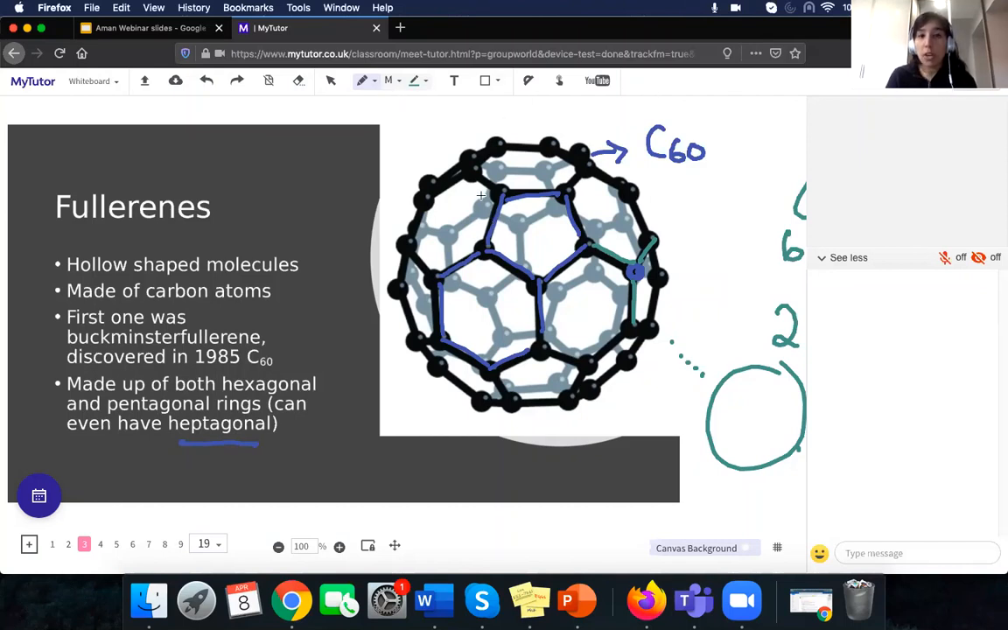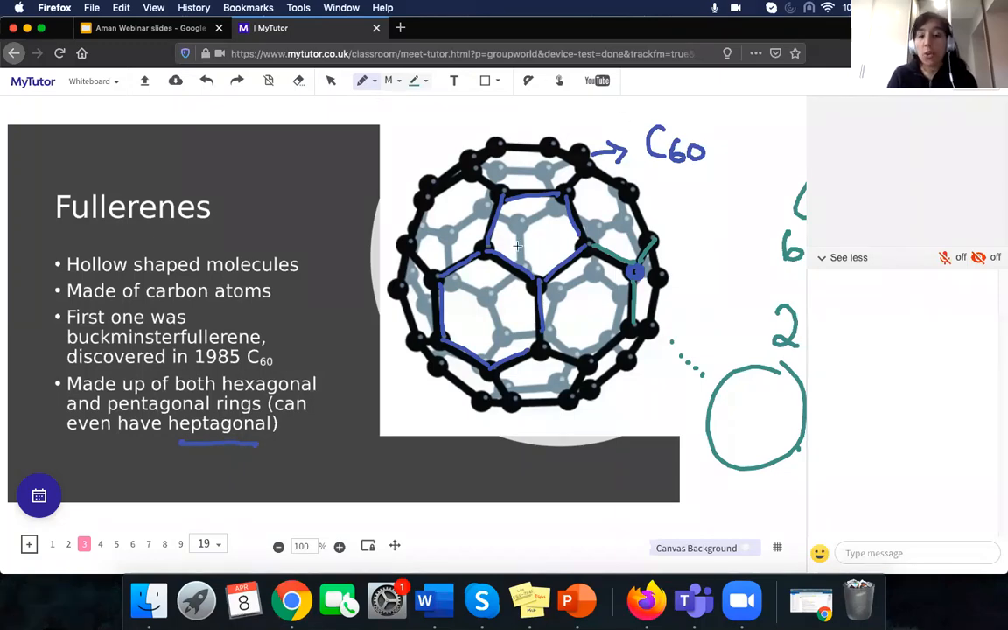Someone's asking, are we going to do metallic bonding today? We are. That's one of the last things we're going to cover today. Are there layers in fullerenes? No, there are no layers in fullerenes. Fullerenes are just one almost football type structure, but there can be lots of footballs together, and that's why they have intermolecular forces between them. Someone's asking, what do they actually look like in real life?